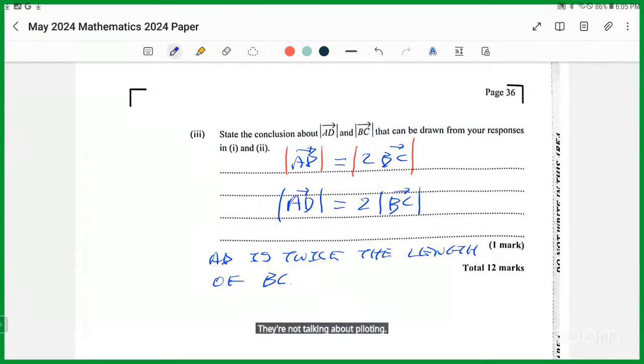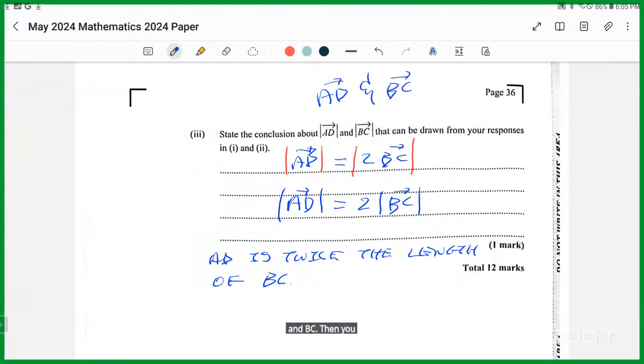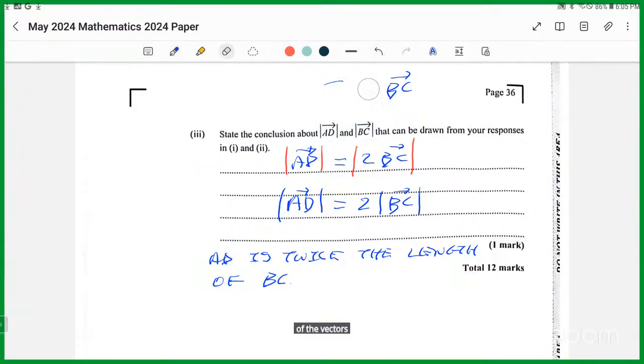If there was a relationship between the vectors AD and BC, then you would say that they are parallel, if they didn't put a modulus on these. But the modulus means that they're talking about the length of the vectors. Alright, but they're actually parallel vectors as well. But that is it, guys, for this question.